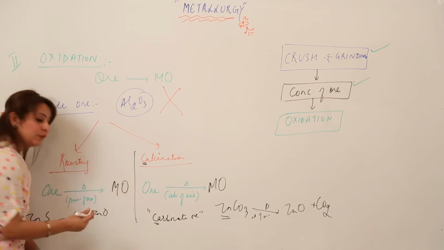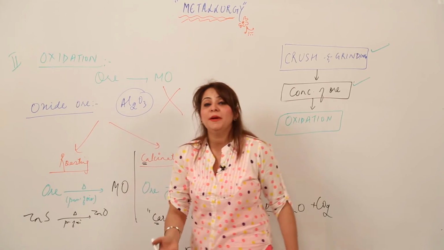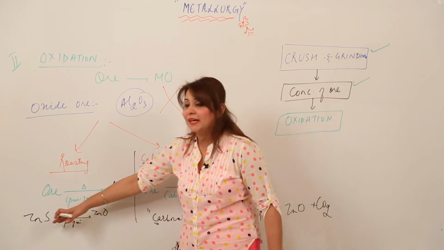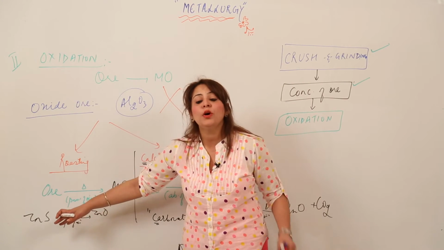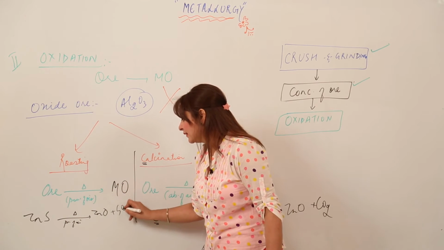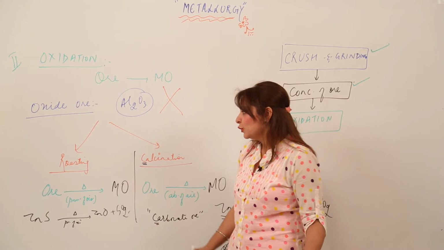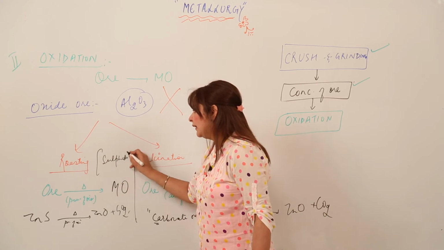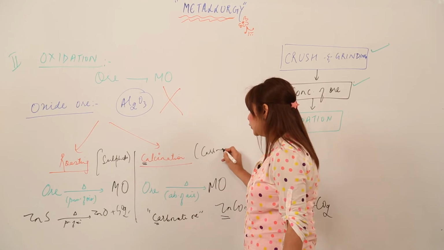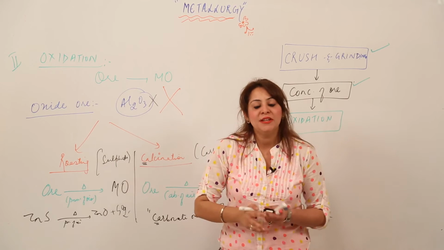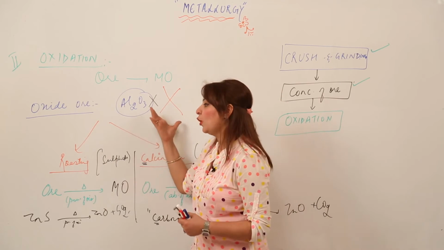So what I get, obviously, we'll get a metal oxide. The metal oxide is going to be ZnO. And what kind of gas do you get when you burn this sulfide ore? Obviously we'll get SO2. So you should know that roasting is done for sulfide ores and calcination is done for the carbonate ores, and for oxide ore this method is not employed, because the metal is already present in the oxide form.